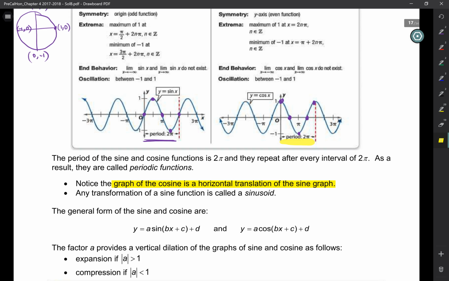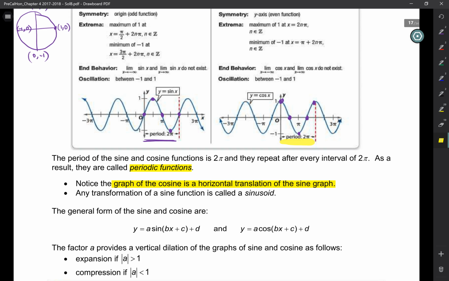Okay? And we also talked about the fact that if I kept circling the unit circle, I would get the same values over and over and over again. So every time I hit 2 pi, I'm hitting the same point. Functions like that that repeat are called periodic functions. Those are functions that repeat over a given interval.